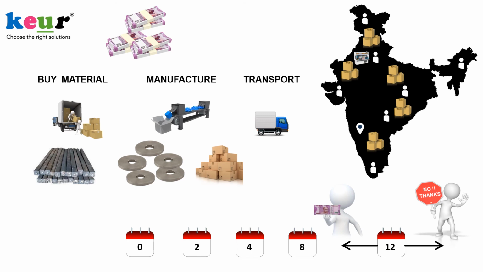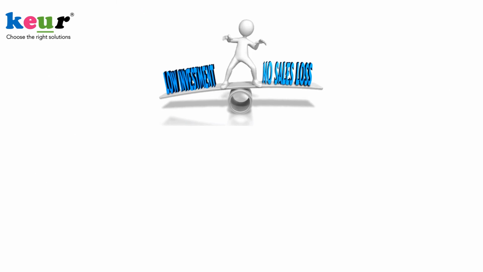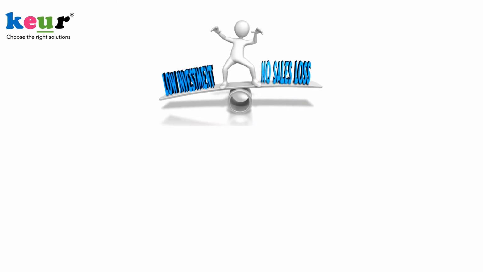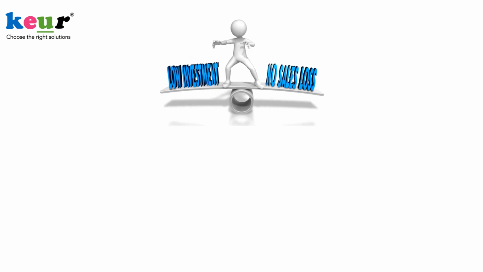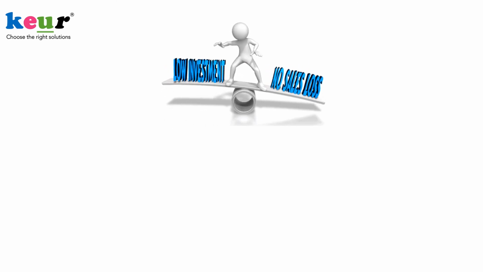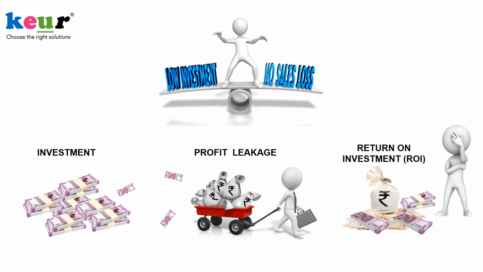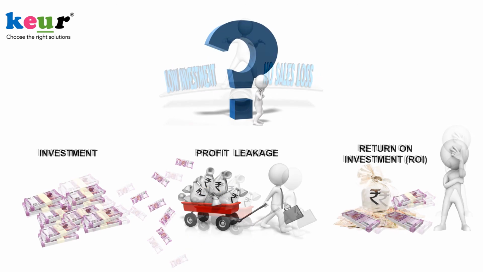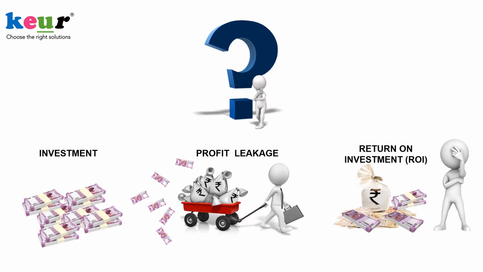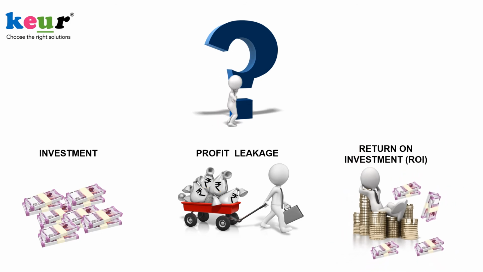This creates a conflict. On one side, the company would not like to lose sales opportunities, but on the other side, it would like to keep investment low. Conventional actions taken by companies to do this balancing act actually increase investment, cause profit leakage, and reduce return on investment for all parties involved, that is, company, distributors, and retailers. What are these conventional actions? How do they cause an increase in investment and profit leakage? And how can these leakages be stopped so as to get a huge increase in return on investment? We will see in the videos to follow.